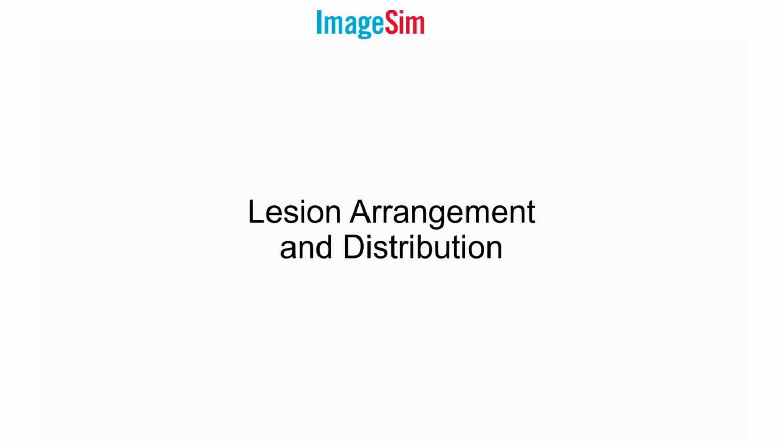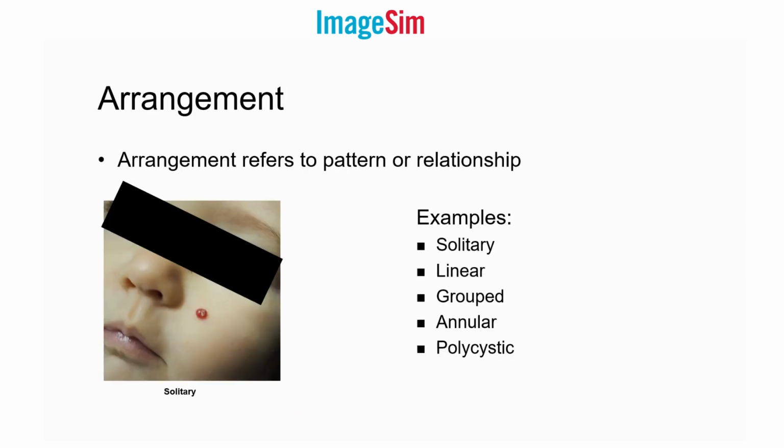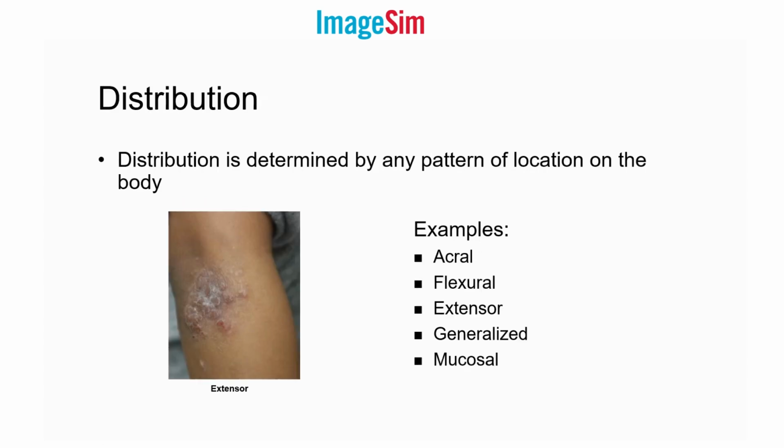Lesion arrangement and distribution. Arrangements refer to a pattern or relationship. Examples include solitary, linear, grouped, annular, or polycyclic. Distribution is determined by any pattern of location on the body. Examples include acral, flexural, extensor, generalized, or mucosal.